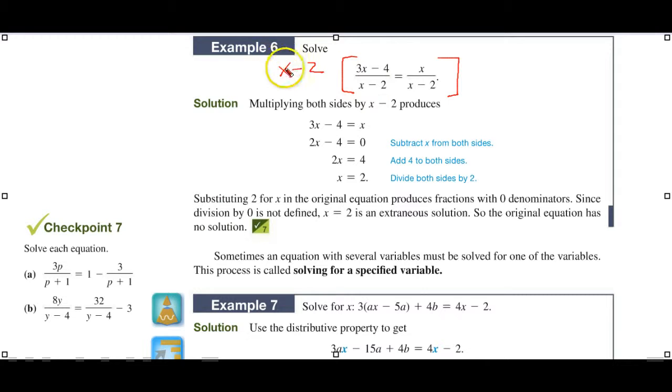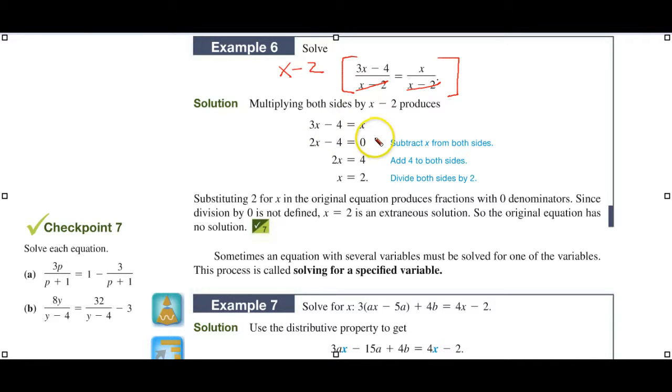In example 6, we see we have a fraction. It's the same, so we're going to multiply each term by this fraction. Here it cancels out, here it cancels out, so we end up with 3x minus 4 equals x. We then transpose the x to this side, becomes a 2x.